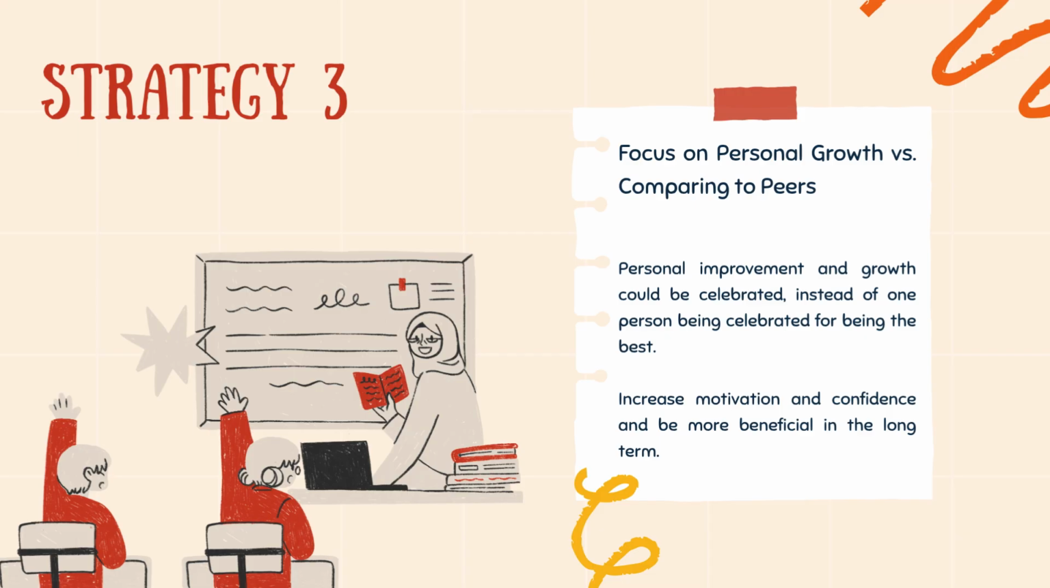So instead of keeping scores with my classmates, like, "I want you, Shamor, to have more points than Johnny," the teacher should have set personal goals. Like, "I want you, Shamor, to reach 1,500 points this school year." That way, the whole classroom's personal improvement and growth could be celebrated, instead of just one person being celebrated for being the best. This likely would increase motivation and confidence across the board and have more benefits in the long term.